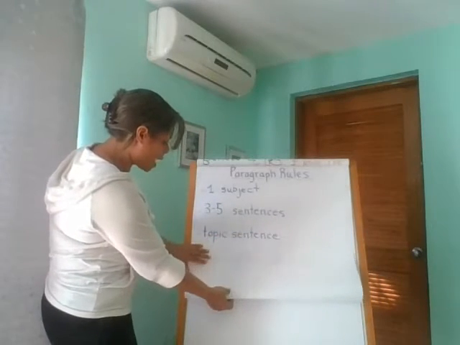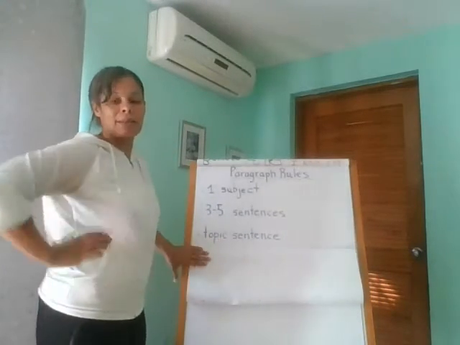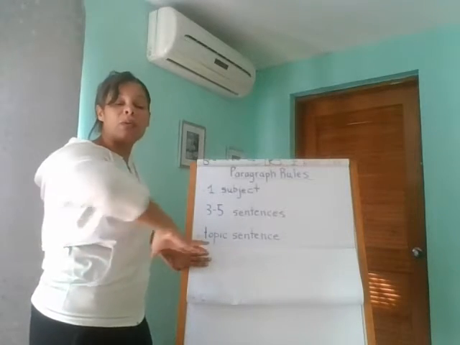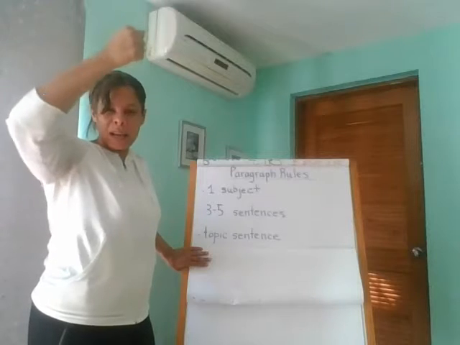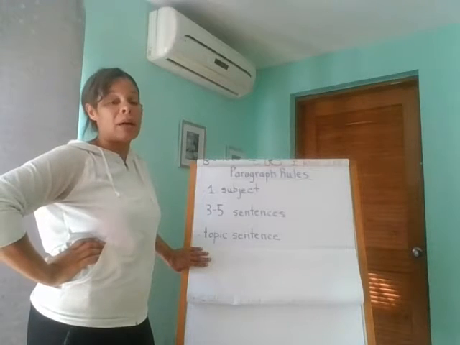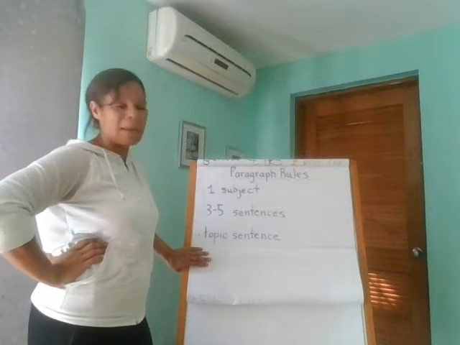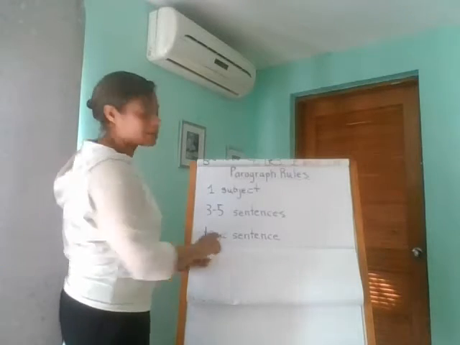Paragraph should also have a topic sentence. All right. The topic sentence is going to say what the whole paragraph is about. So it's going to basically be kind of like an umbrella telling you what you're going to be talking about in this paragraph. Okay. It's like the main idea. That's your topic sentence.